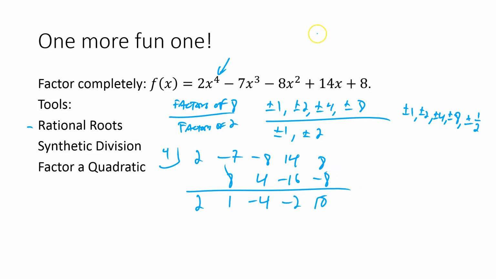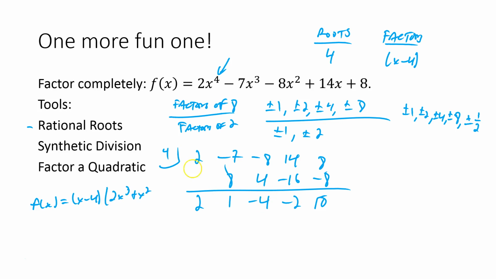So what have I just shown? Let's make a list of our roots and our factors. The root we just found was 4, which means the factor is x minus 4. So what I know now is that f of x is equal to x minus 4 times our result down here, 2x cubed plus x squared minus 4x minus 2.